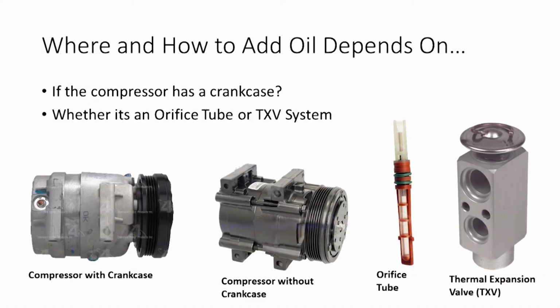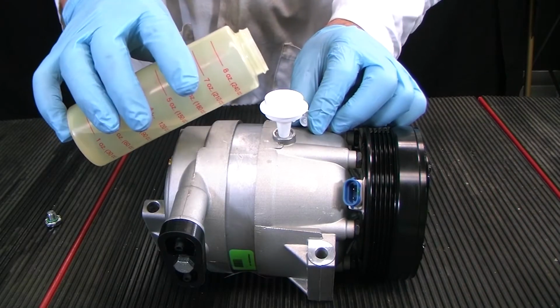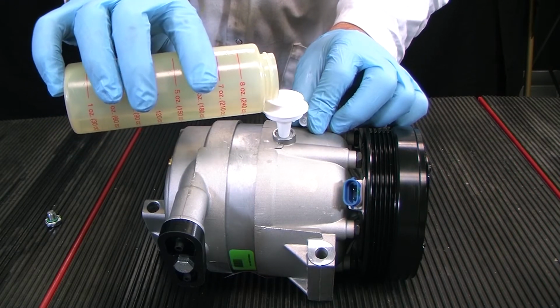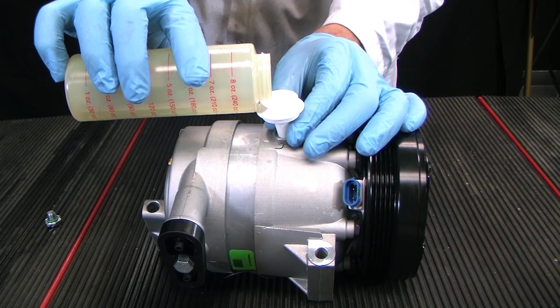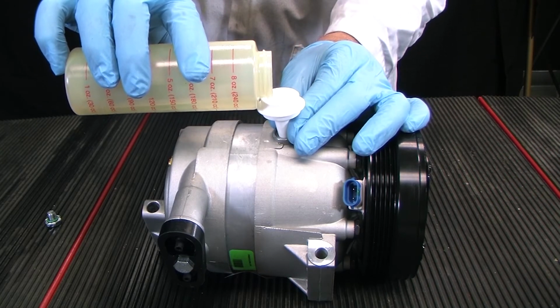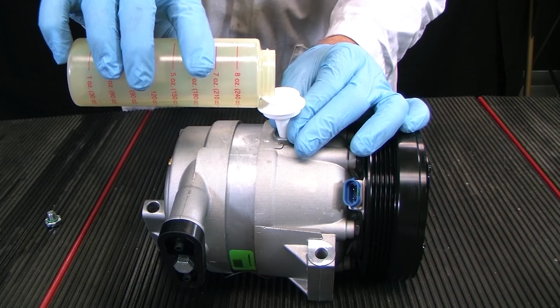Where and how to add oil to the air conditioning system depends primarily on 2 things. The first is whether the compressor has a crankcase or not, and the second is whether it is an orifice tube or TXV system. On systems that use a piston swash variable displacement compressor with a crankcase, the total oil charge amount can be added directly to the crankcase through the oil plug, as we are doing here. It does not matter whether the system is an orifice tube or TXV system.